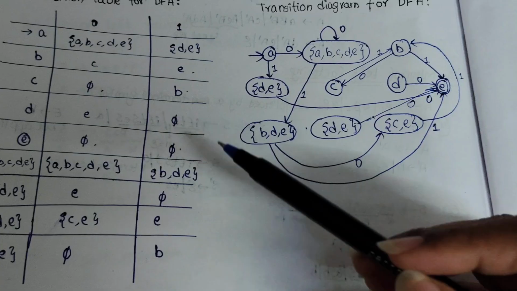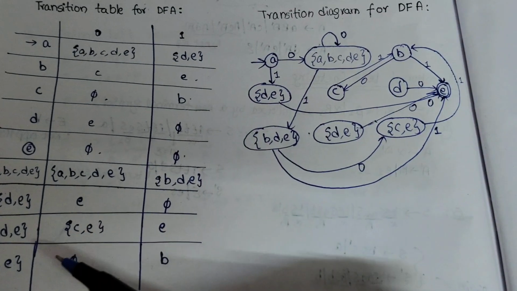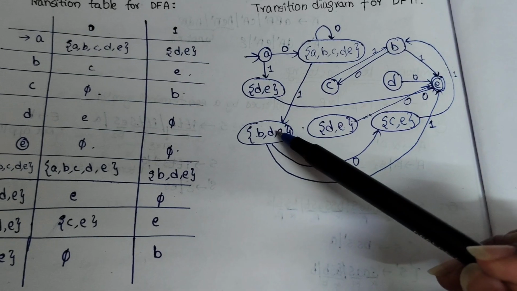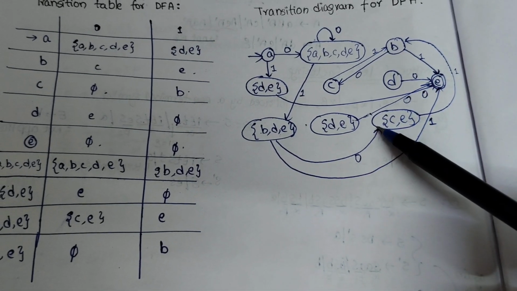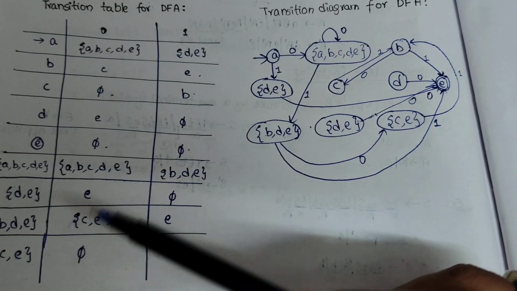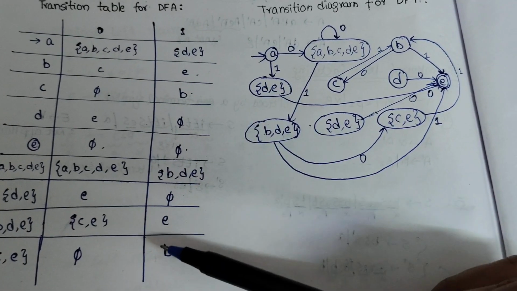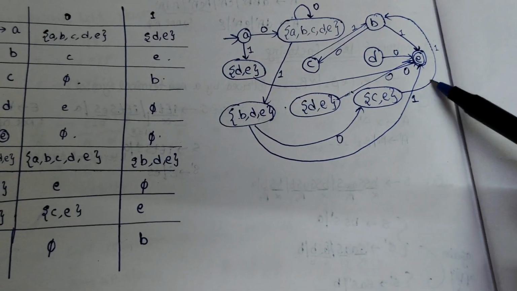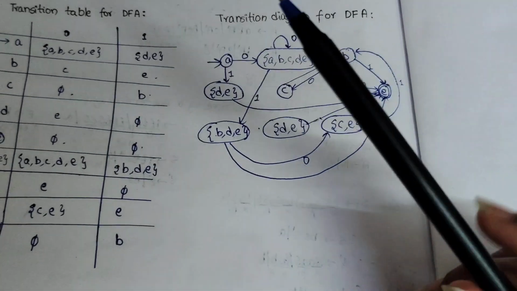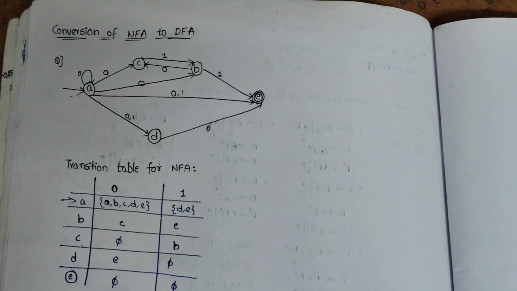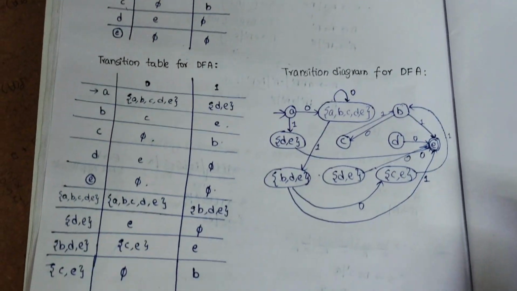Next, D, E on 1 gives phi, so we don't have to map it. B, D, E on 0 gives C, E. B, D, E on 1 gives E. C, E on 0 gives phi, so we don't have to map it. C, E on 1 gives B. So this is the new transition diagram for the DFA. We converted this to this.